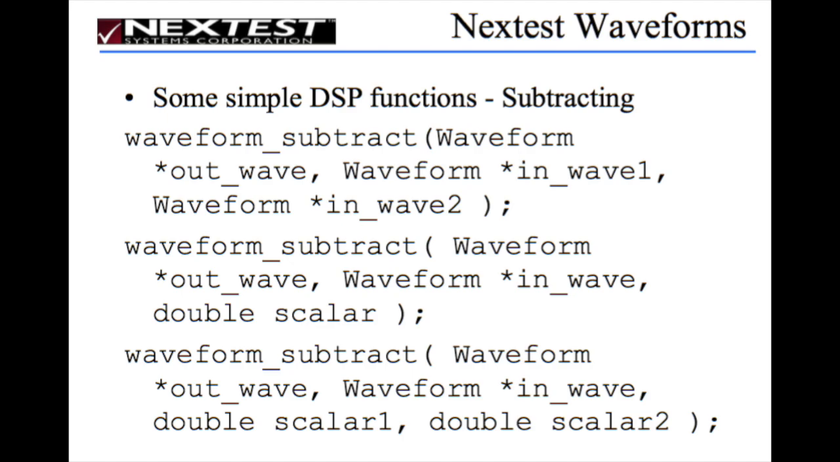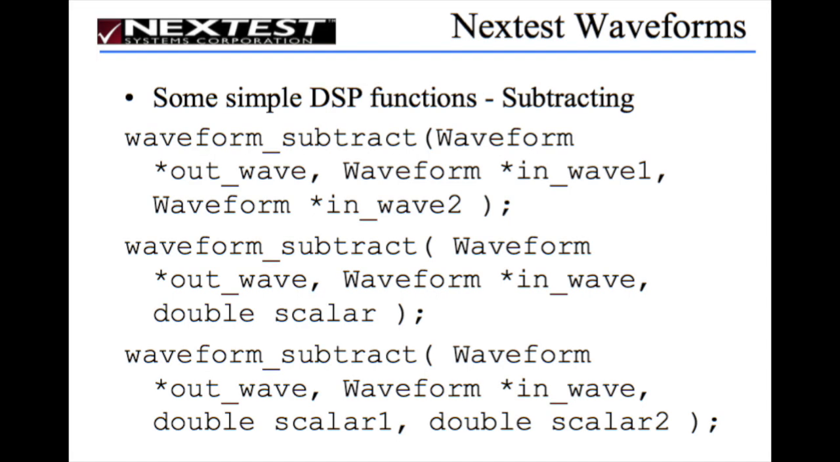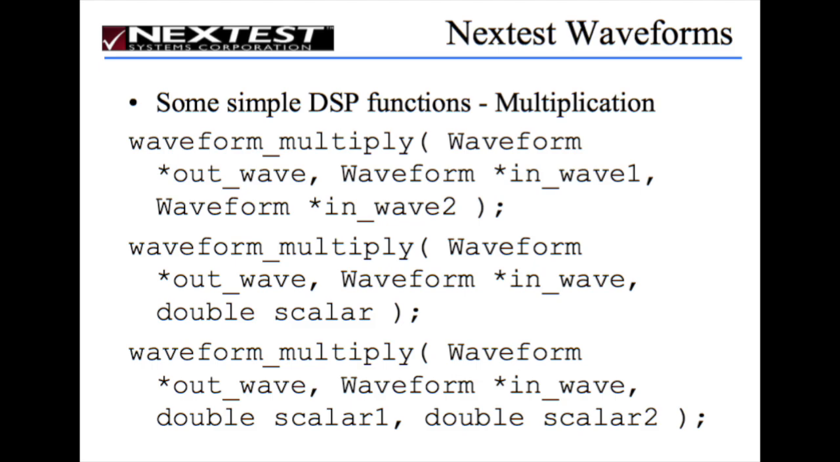Subtracting. So you can say waveform subtract, inwave 1, inwave 2, or waveform subtract, waveform outwave, waveform inwave, double scalar, so you can subtract something. So for example, if you want to remove a DC offset, this is how you do it. Waveform subtract, outwave, waveform inwave, and double scalar 1, double scalar 2. So if you're trying to do a complex wave, you can do that. Now here's an example of multiply.